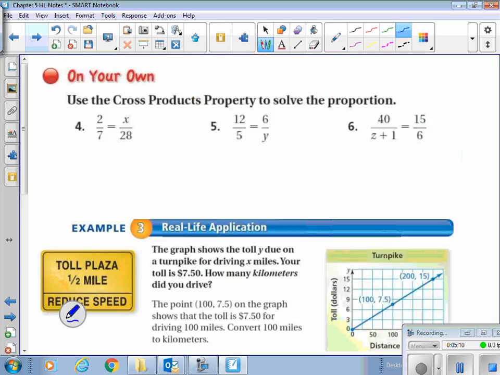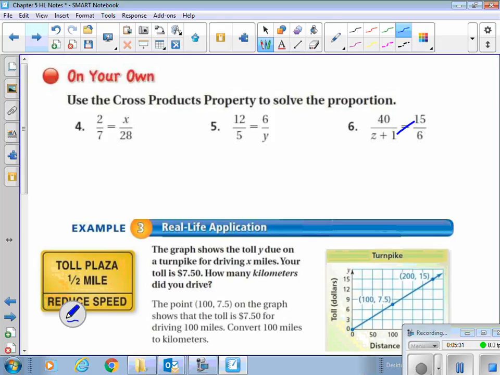On the next page, it says use the cross products property to solve the proportions. And if you feel comfortable doing it a different way, feel free. The one I will point out to you here is number 6, because you're going to pause the video and try this on your own in a sec. But notice that this says 15 times z plus 1 as your cross product. Now, we haven't done any like that.